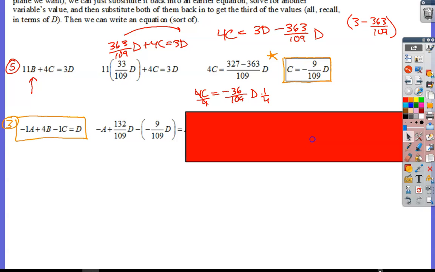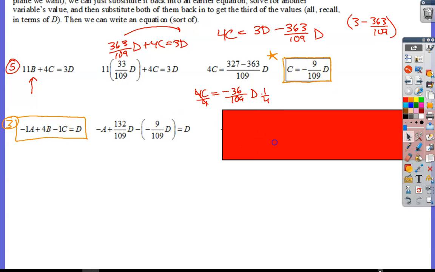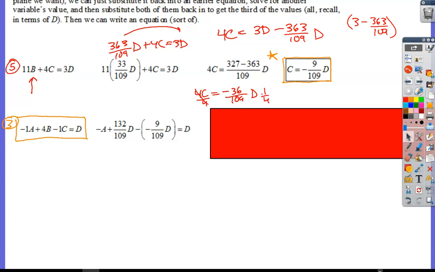So there I go. There's me. I'm plugging in. I plugged in the B value and multiplied by 4. So that gave me 132 over 109. I plugged in the C value, which was here, -9, and multiplied it by a -1. And then I've got that. Again, I'm going to do a little intermediate step. So then you could put these two together. This becomes plus a positive. So I end up with plus 141 over 109D equals, this side was just 1D.